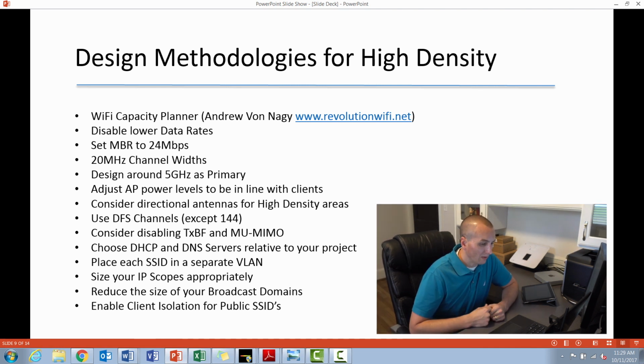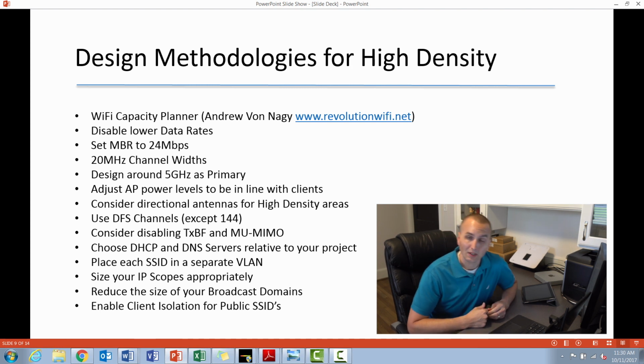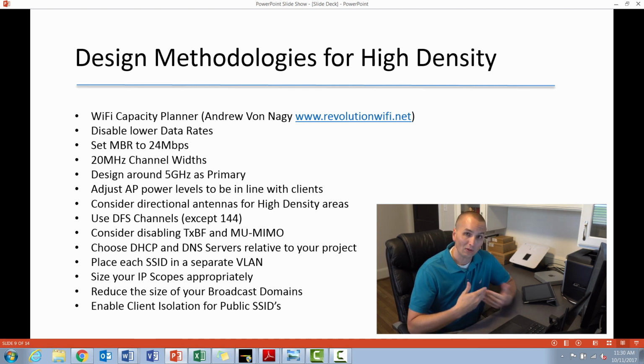So AP power levels. There's discussion around this, obviously. I mentioned earlier that I work at a Ruckus shop, and so you read any documentation with Ruckus, and they're telling you full power, full power, full power. Obviously, they've got some unique setups with their BeamFlex technology, and that's the reason for their driving the full power conversation. But typically everything I read, everything I've been taught is you want to match the AP power levels to your clients.